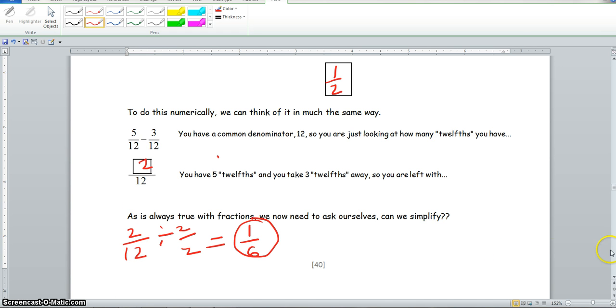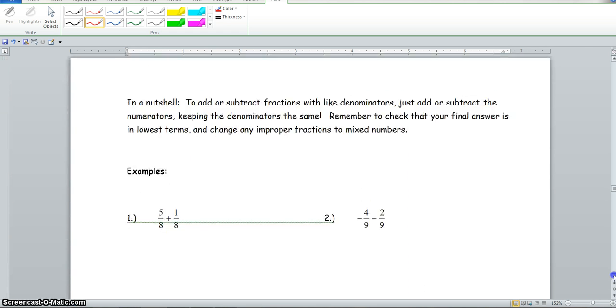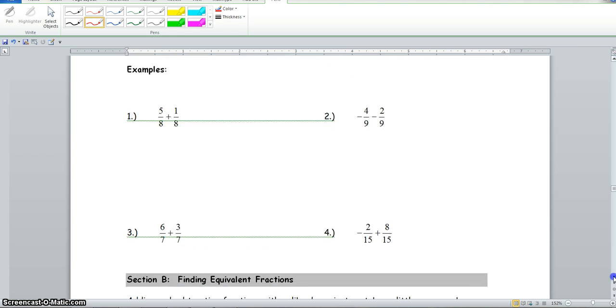Now, we scroll down here to the next page. It says in a nutshell, to add or subtract fractions with like denominators, just add or subtract the numerators. Keep the denominators the same. Remember to check that your final answer is in lowest terms, and change any improper fraction to mixed numbers. So now let's take a look at our examples here.